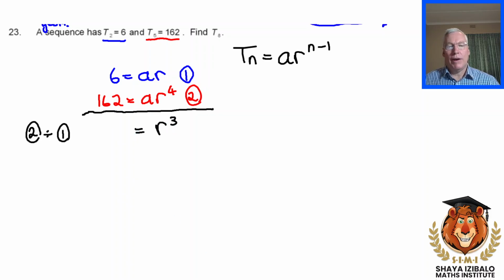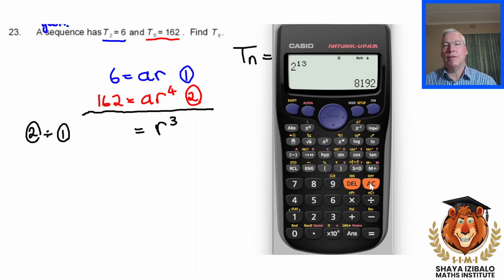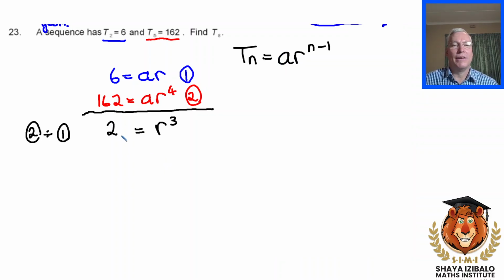Now 162 divided by 6. I think it's 27. Let's just have a look at that. 162 over 26, it's nowhere near. It's not over 26. It is indeed 27. All right, there it is, 27.